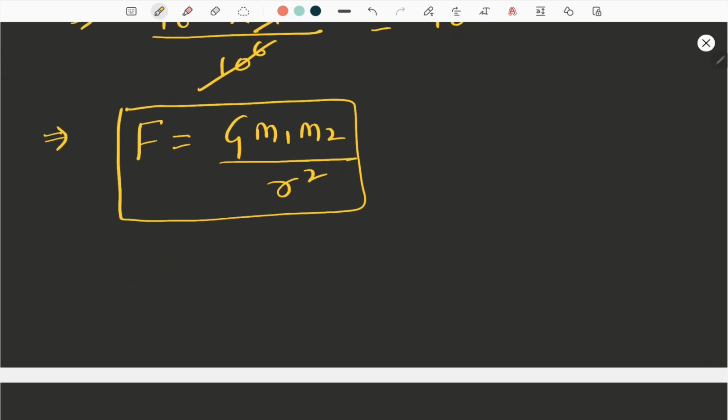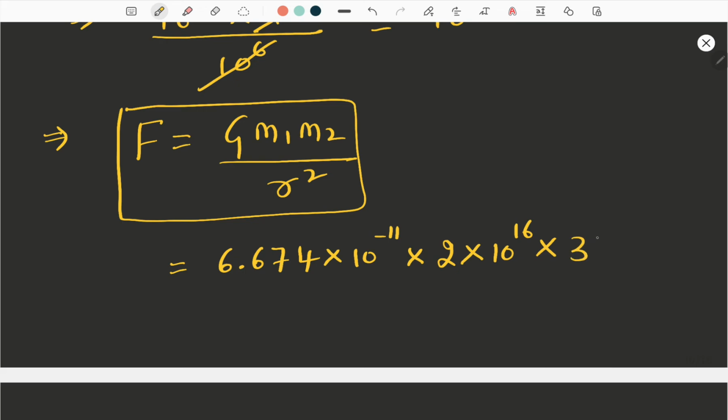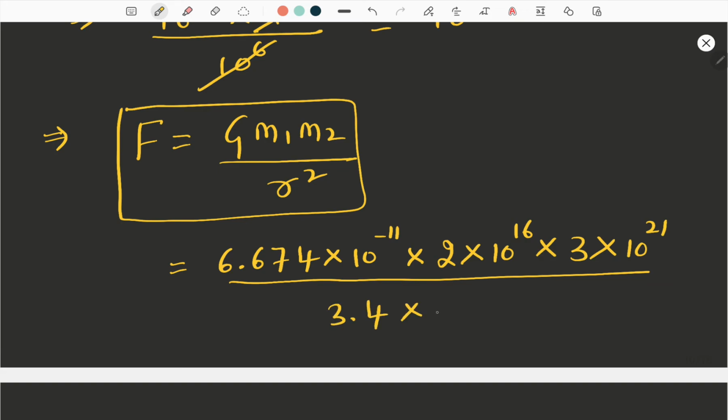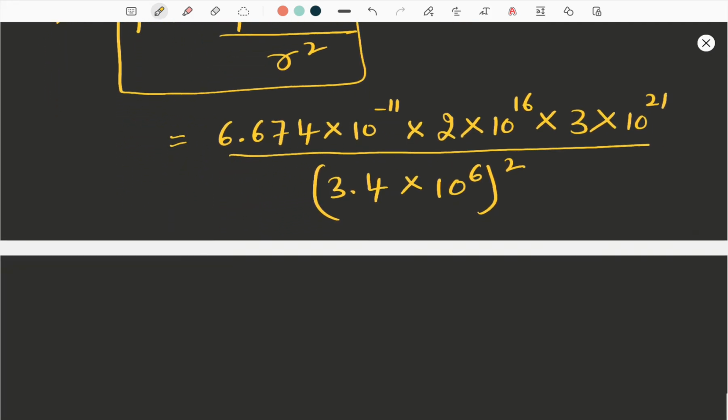Look at this, what is the value of this G? It is 6.674 into 10 to the power minus 11. And if you take a mass, say 2 into 10 to the power 16, and another second mass of 3 into 10 to the power 21, then divided by a radius of, for example, 3.4 into 10 to the power 6 meter, the whole squared. How are you going to do this calculation? Without laws of exponents it will become very difficult for you. So how to do this? Let us try to solve this.